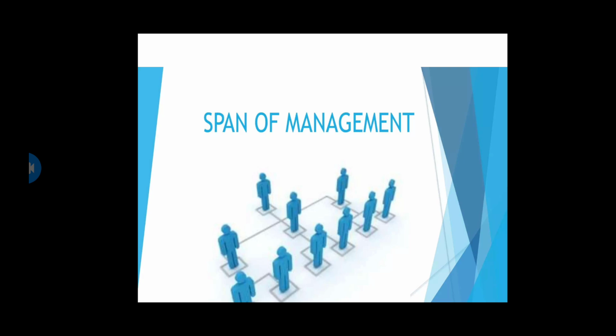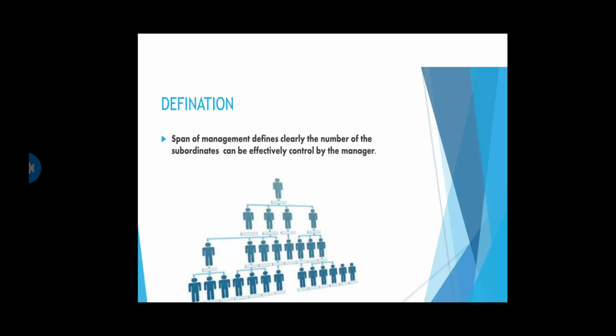In this video, we will discuss the topic span of management. If we talk about the meaning of span of management, then we can say that the number of people who will report to one manager is known as span of management. There are different types of span of management, which are narrow span of management and wide span of management. It all depends upon the number of subordinates who will report to their superior.